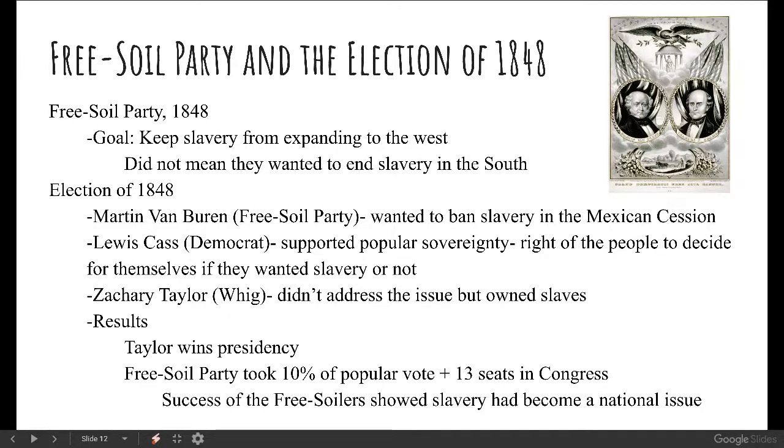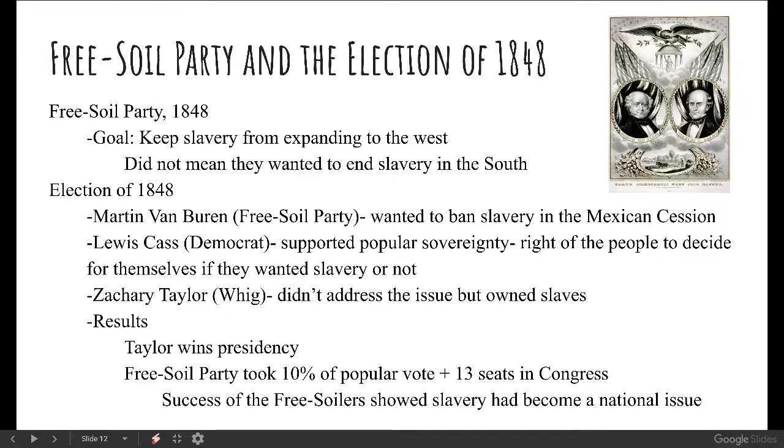So they play a major role in the election of 1848. We get 3 major candidates in this election for president. Martin Van Buren, who is going to be our Free Soil Party representative. He is pictured here on this Free Soil Party flyer or banner. He wanted to ban slavery in the Mexican Cession. So if you remember, Mexican Cession was that territory in the Southwest, New Mexico, Arizona, California.